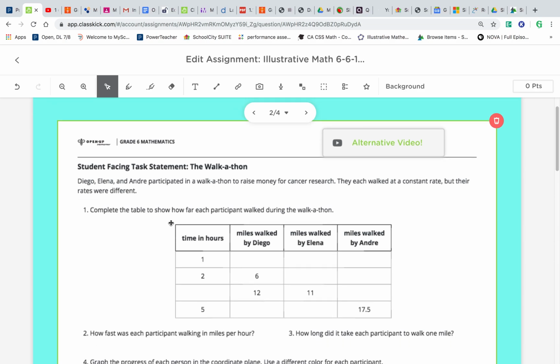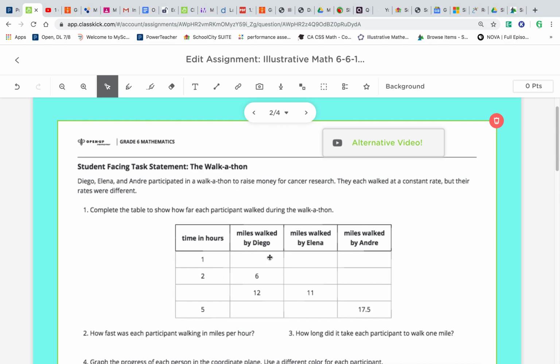Alright, our task statement today is the walkathon. Diego, Elena, and Andre participated in a walkathon to raise money for cancer research. Very good cause. Alright, they each walked at a constant rate, but their rates were different. Okay, they weren't all walking at the same speed. So we want to complete the table below to show how far each participant walked during the walkathon.